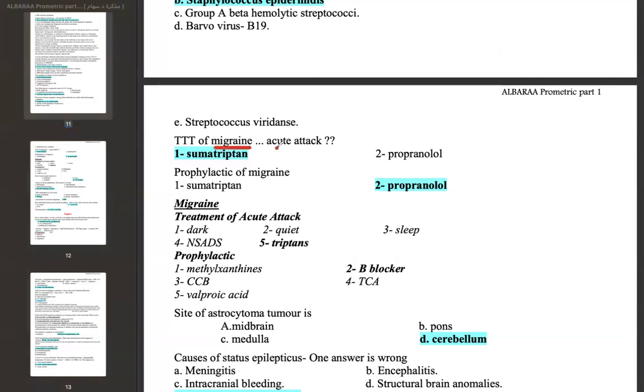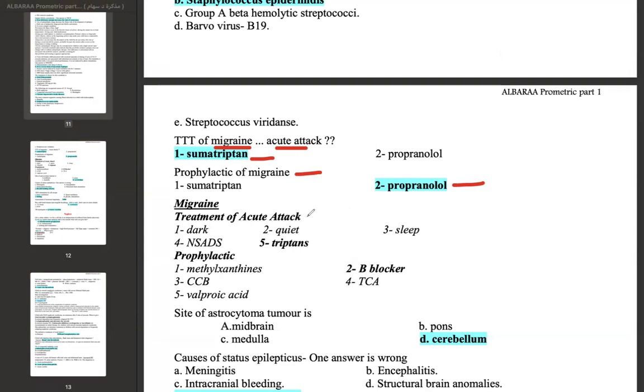Treatment of migraine acute attack. The option they have given for the acute attack is sumatriptan, whereas if they have asked about migraine prophylaxis, you will go with propranolol. Okay. Please note this down. If it is an acute attack, you will choose sumatriptan. If it is prophylaxis, you will choose propranolol.